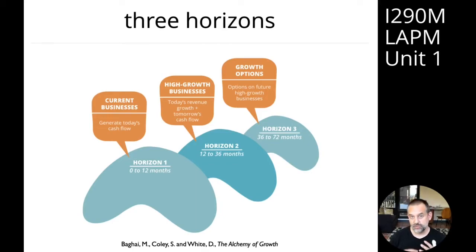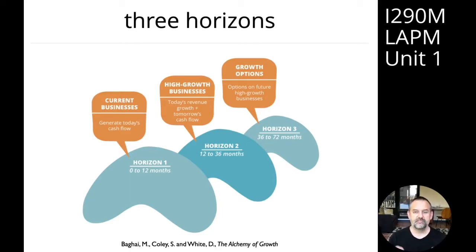Then you have some more speculative businesses that are further down the adoption curve, that have potential to create large amounts of cash flow, but now are in the growth stage. So those are making money, but they're going to create substantial cash flow in the future, we hope, if they continue to grow. And they need to be managed differently. And then there's Horizon 3, which is your innovations, your startup ideas, your new product ideas, your new product category ideas, your new business model ideas. And they have to be managed very differently.